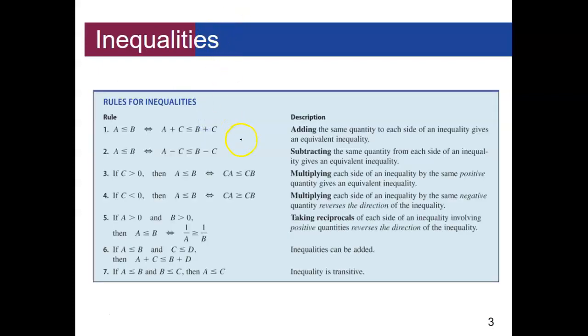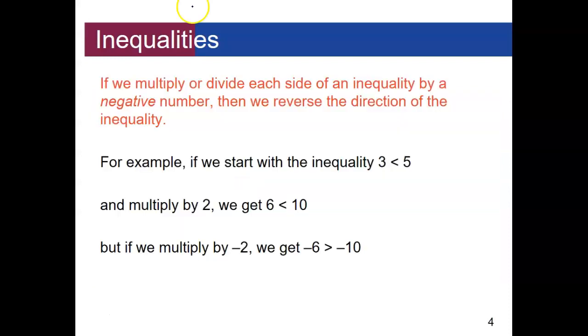Okay, some of our rules for inequalities, I'm not going to go through all of these because they are a bit abstract. We're going to look at it more through examples. The main thing that you need to remember with inequalities is that if we ever have to multiply or divide each side of an inequality by a negative number, then we have to reverse the direction of the inequality.